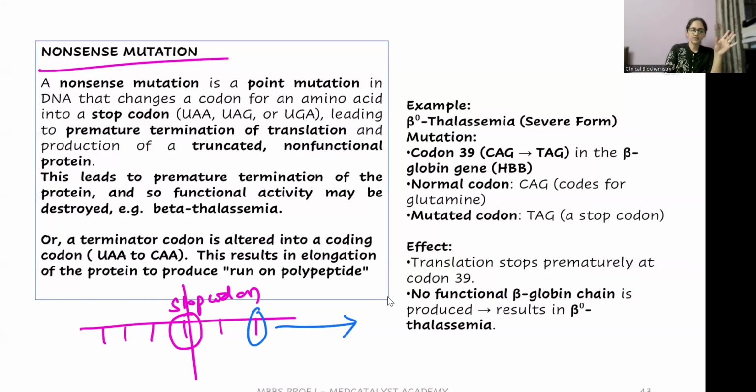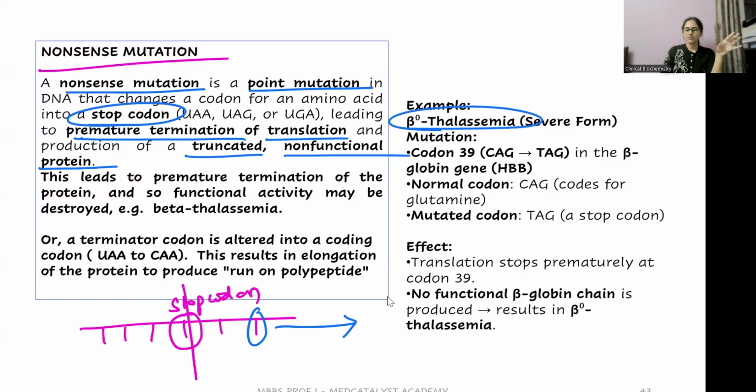Nonsense mutation, again, is a point mutation where the codon gets converted to a stop codon. So there is premature termination of the translation process. So you will have a truncated, non-functional protein. And the example for this is going to be beta thalassemia, severe form.